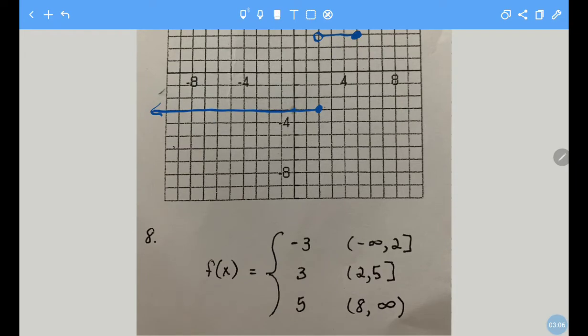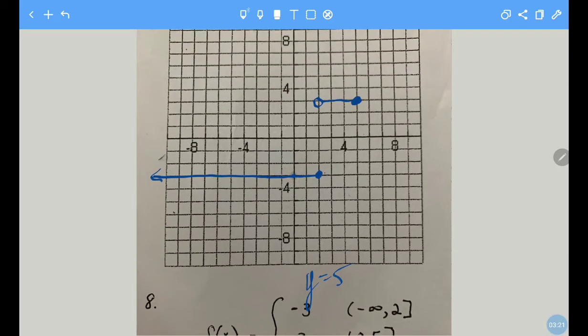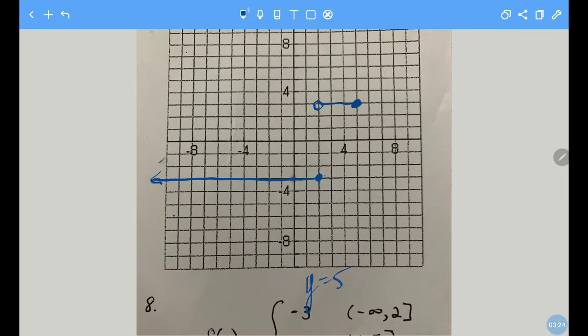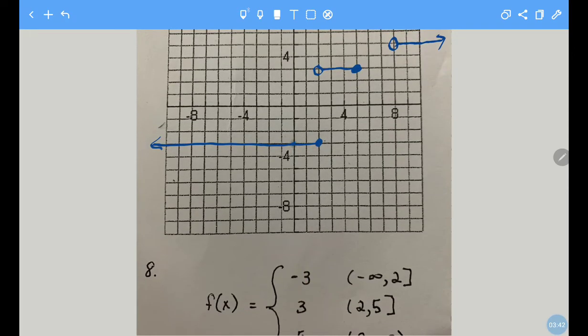And now let's take a look at the last one. The last one is y equals 5, but it's going to start at 8. See the parentheses, so it's going to be an open circle, and it's going to go to the right. So y equals 5. Well, that graph looks like this. It's up here, and it starts at 8. So right here, open circle, and it goes this way forever. Okay? So that is how we do that one.